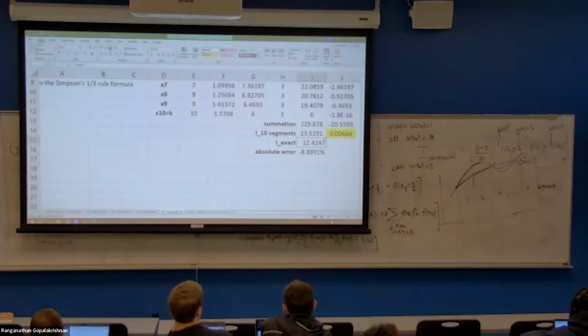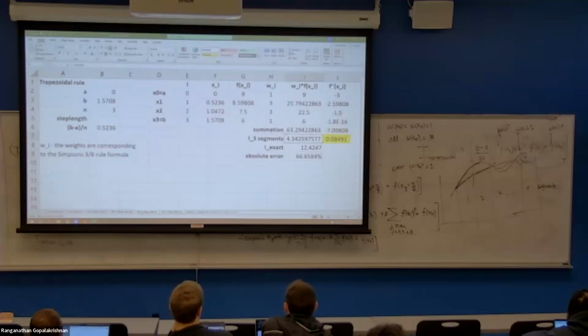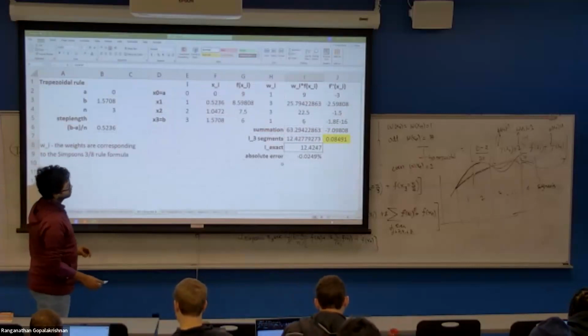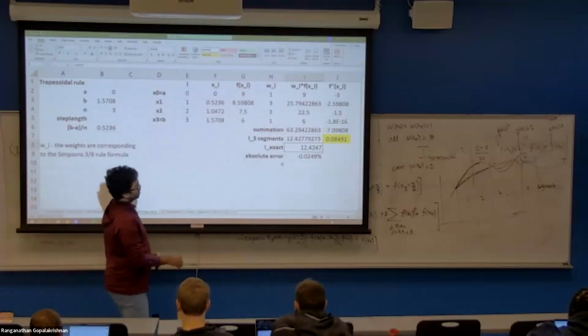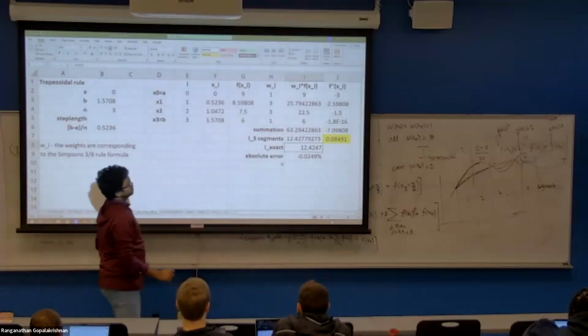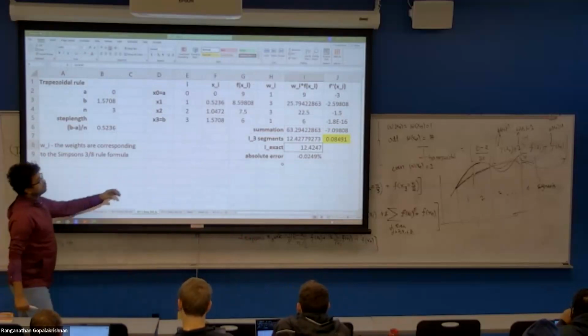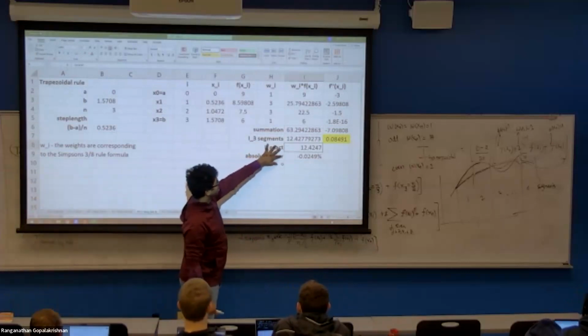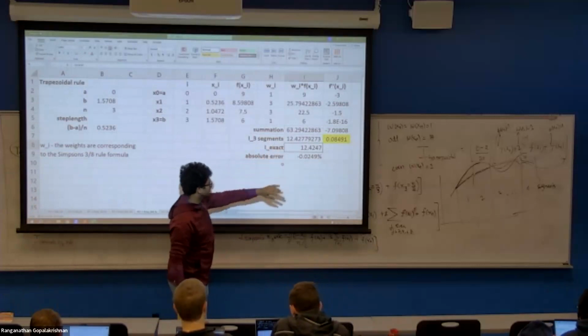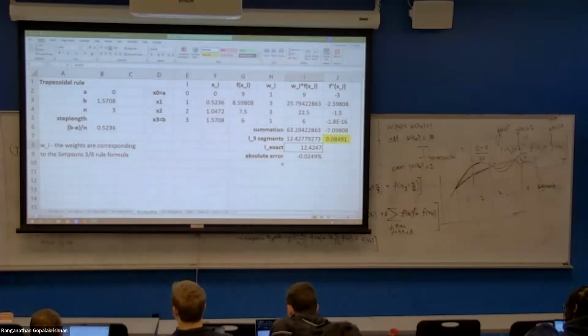For 3 segments, we get 12.4277, or 12.4278, and an error that is 0.02%. So grab these two values if you're doing it on Excel or if you do it on paper, get these values and let's put it in our table.